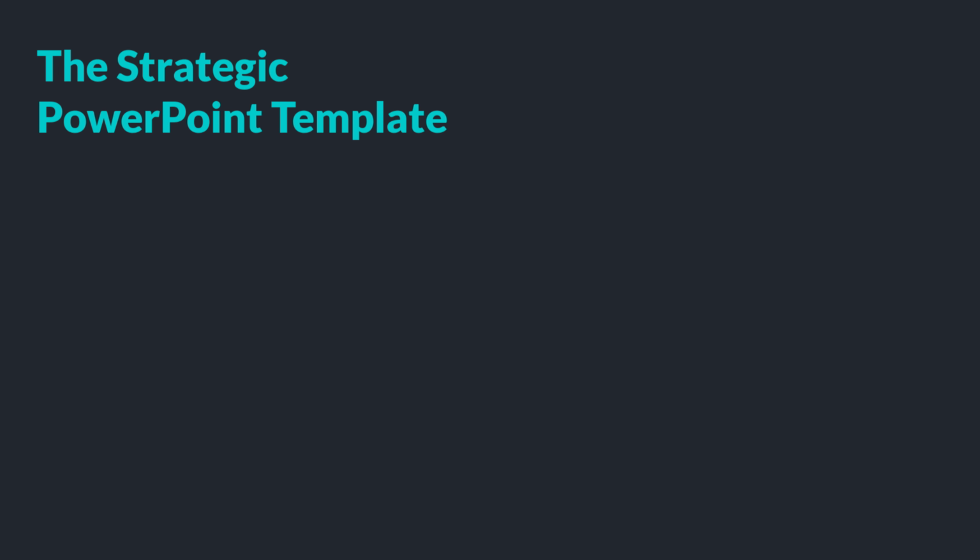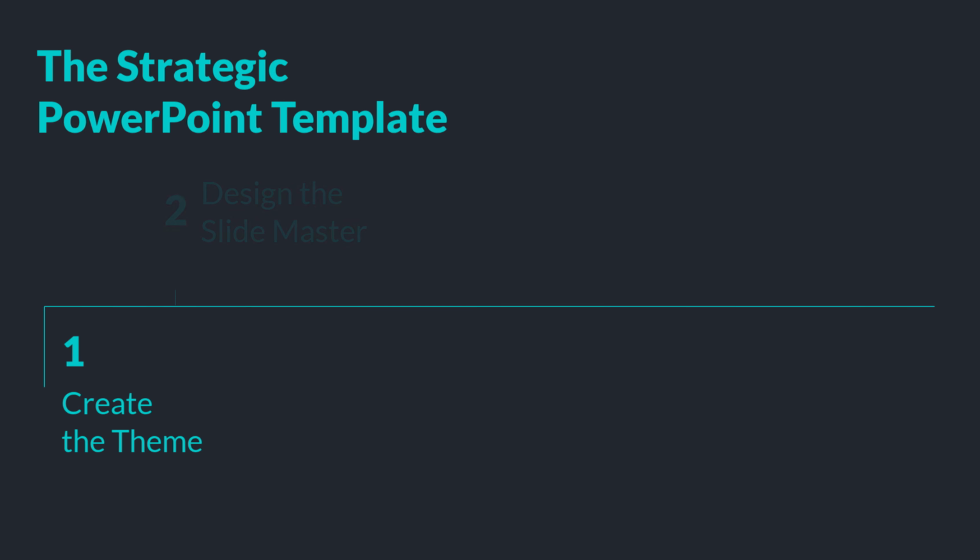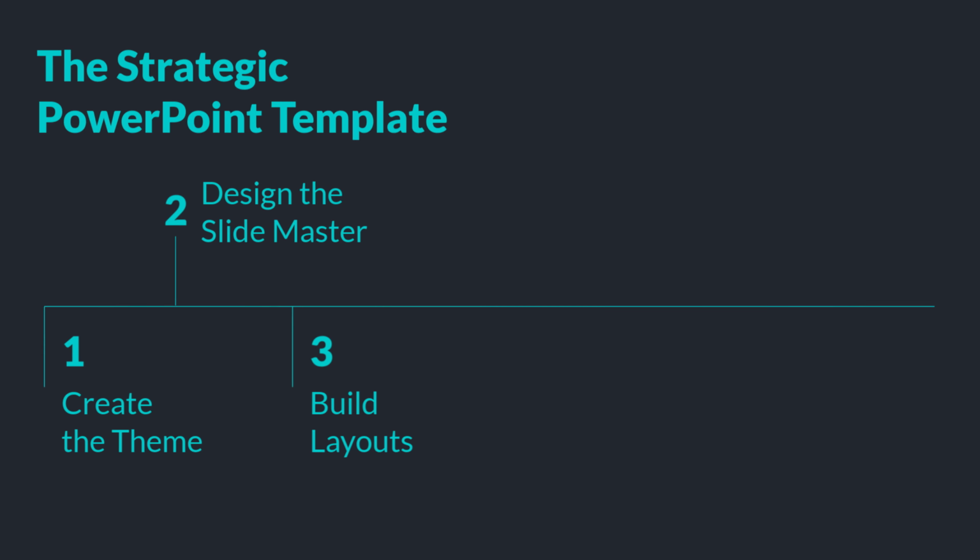Nobody wants that. So how do you do this? Let me introduce you to the strategic PowerPoint template. I'm going to give you the blueprint, and it's so simple. You just follow the steps. 1, create the theme. 2, design the slide master. 3, build layouts. 4, create elements. 5, add instructions. 6, hand it off to your client.